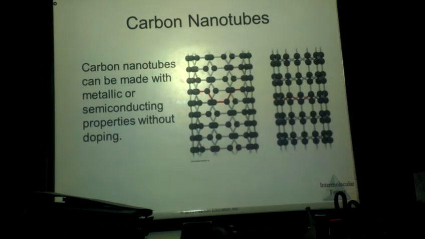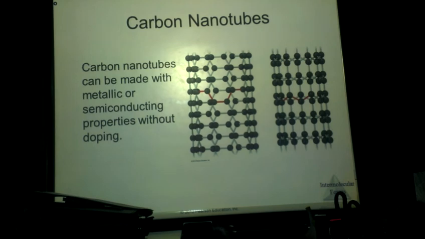Carbon nanotubes. A carbon nanotube is ultimately just a bunch of carbons together in a tube-like shape. Pretty straightforward. Carbon nanotubes hold a lot of semiconducting properties, and they do that without the process of doping, so I don't need to have any additional impurities added to them.